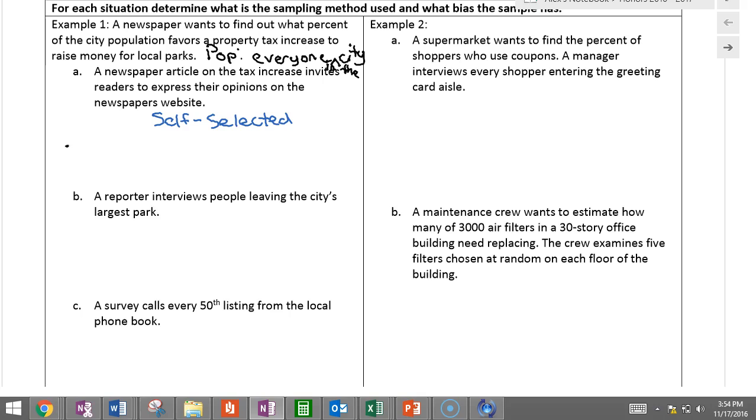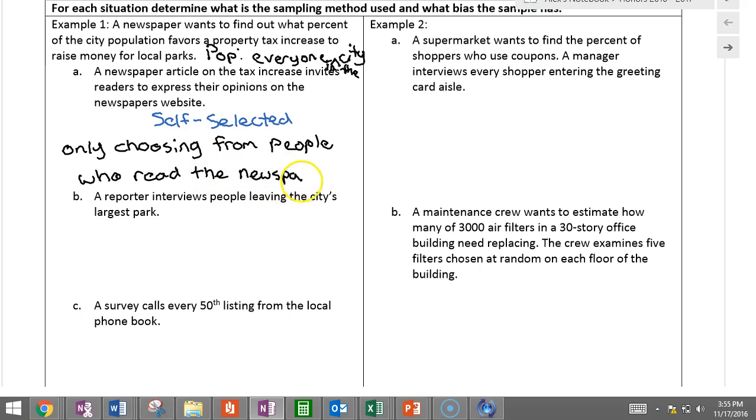So this is only choosing from people who read the newspaper. Not everyone in the city reads the newspaper, especially this specific newspaper. So it really cuts down your population, and that's where you're choosing your sample from. So that's definitely a bias.